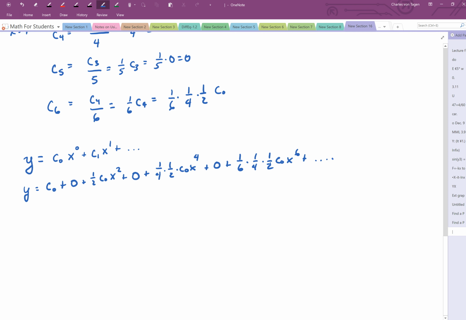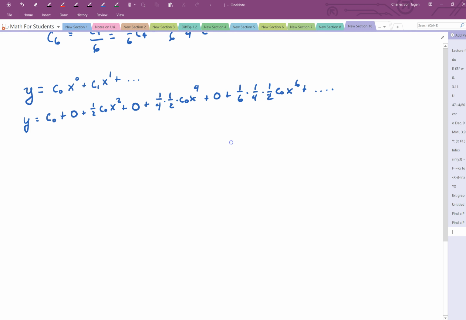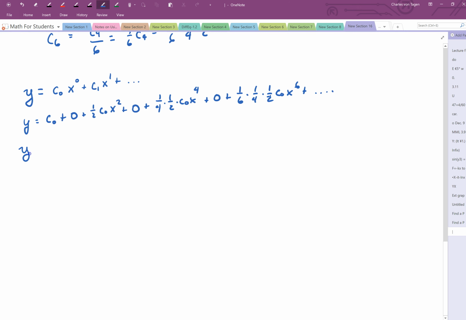Okay, so I'm beginning to see what's going on here. Notice I can go ahead and drop off all these 0 terms, and I'd like to do so. It makes relabeling things a lot easier. So we get y is equal to C0 plus 1/2 C0 x squared, plus 1/4 times 1/2 C0 x to the 4th, plus 1/6 times 1/4 times 1/2 C0 x to the 6th. Now I'm almost ready to come up with a formula for our coefficients.